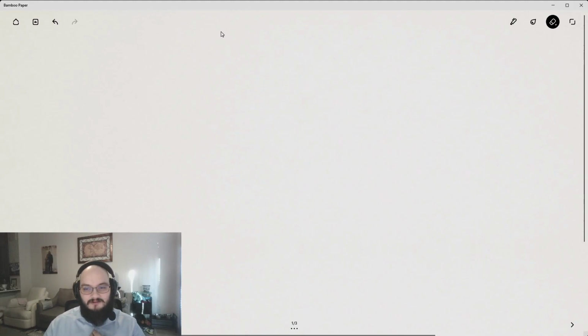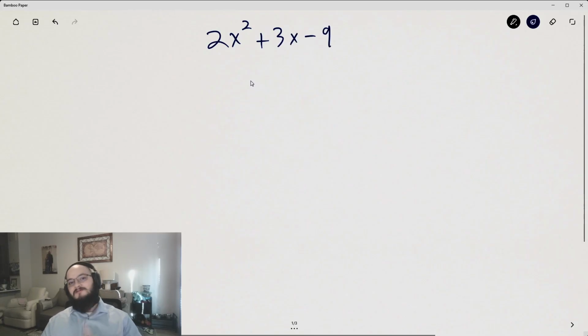We have 2x squared plus 3x minus 9. Here's the difference. We can't factor a common factor out of any of these. The 2, 3, and 9 do not all have a common factor other than 1, but factoring out a 1 doesn't really help us. So we are going to multiply 2 times negative 9.